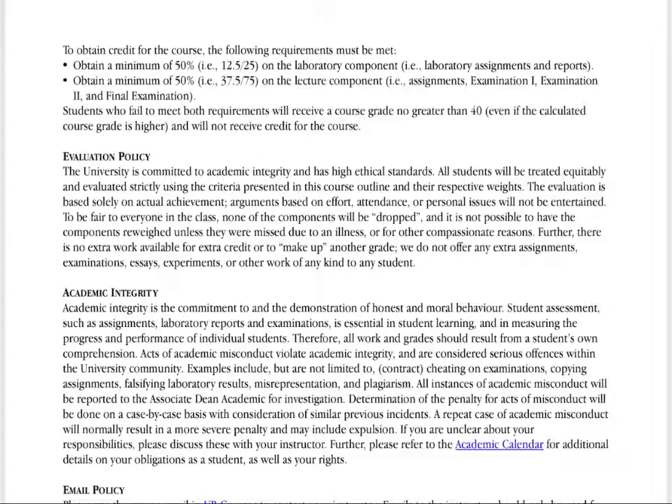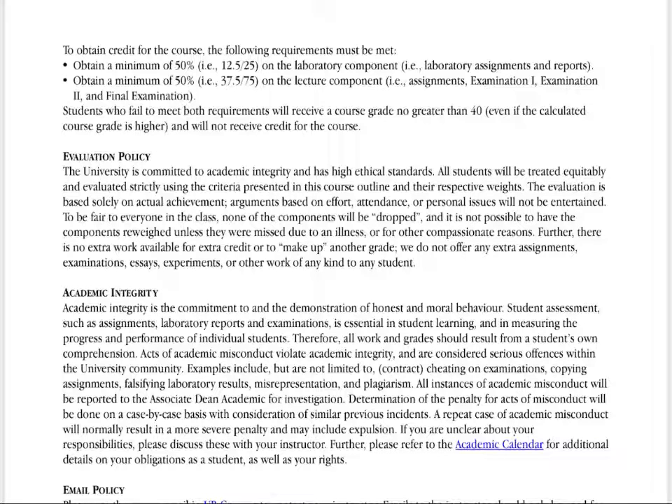To be fair to everyone in the class, none of the components will be "dropped," and it is not possible to have components reweighed unless they were missed due to illness or for other compassionate reasons. Further, there is no extra work available for extra credit or to "make up" another grade. We do not offer any extra assignments, examinations, essays, experiments, or other work of any kind to any student.